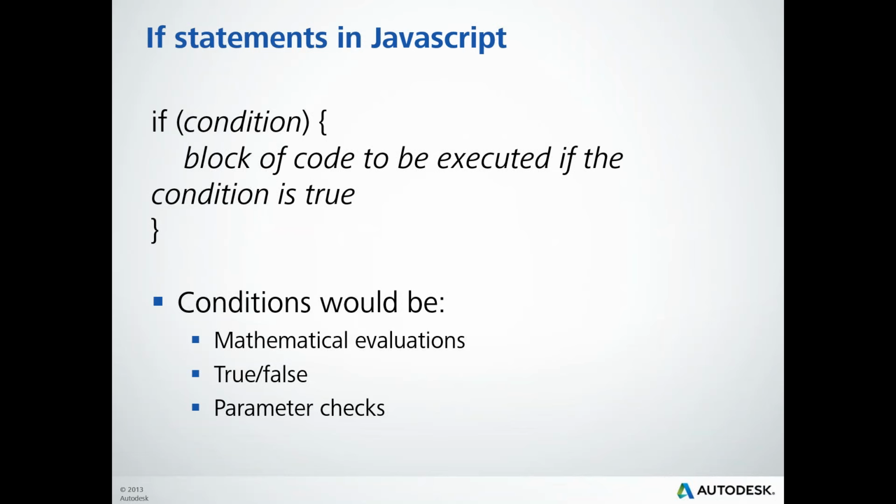So to begin, obviously you have to start with if, and then in your parentheses is the condition of what you're trying to evaluate. The condition could be a mathematical evaluation, a true-false statement, or in our case it could be checking for a parameter, whether it's there or not. If a parameter isn't in the toolpath, then it won't process that code, and we would do a different kind of output for it.